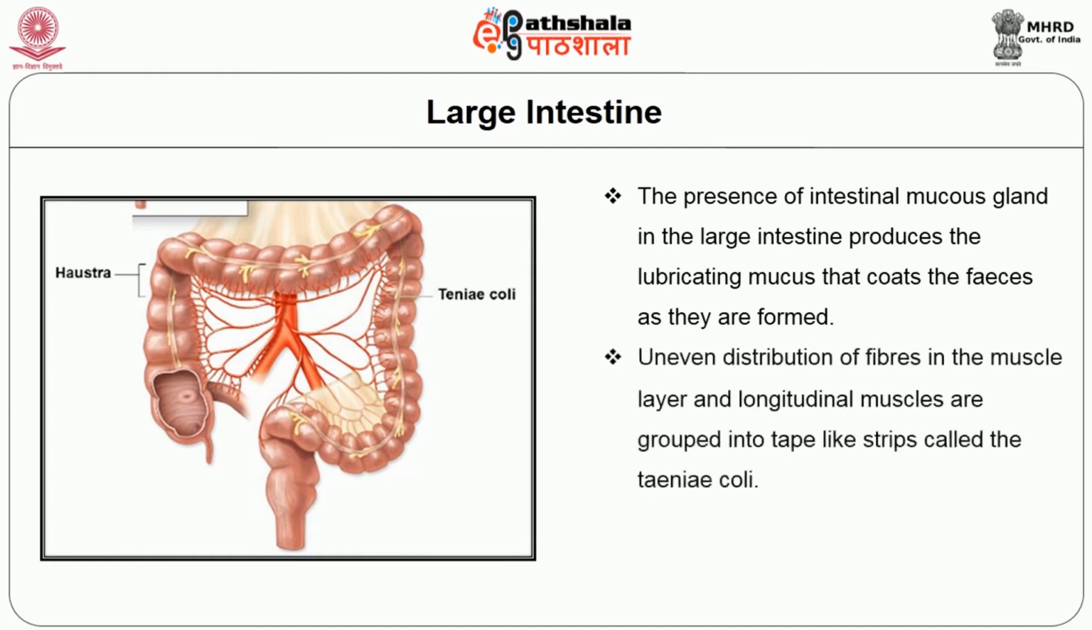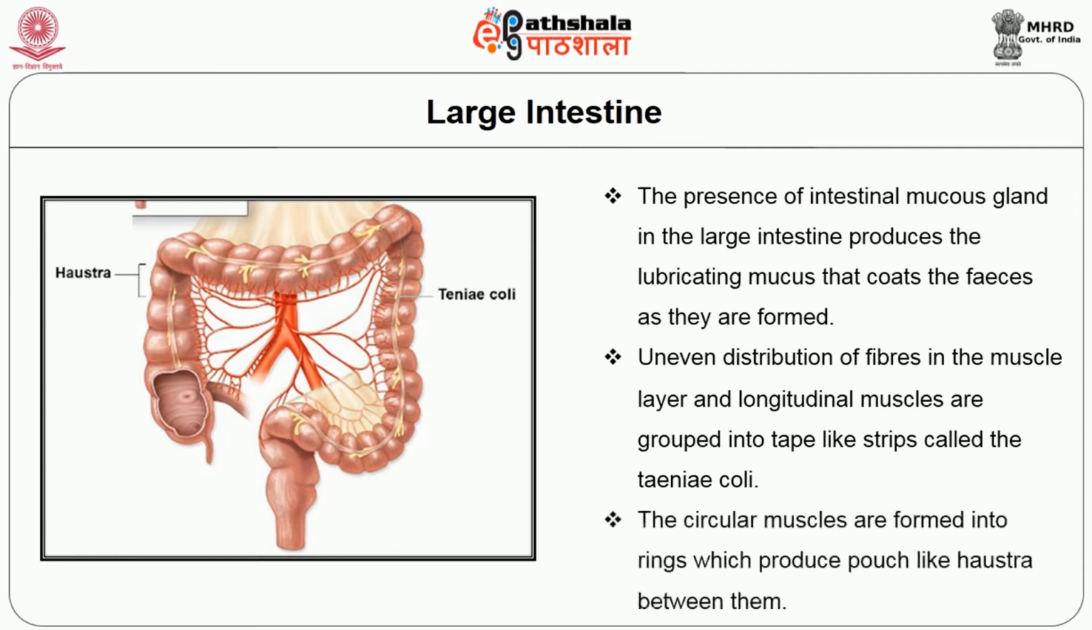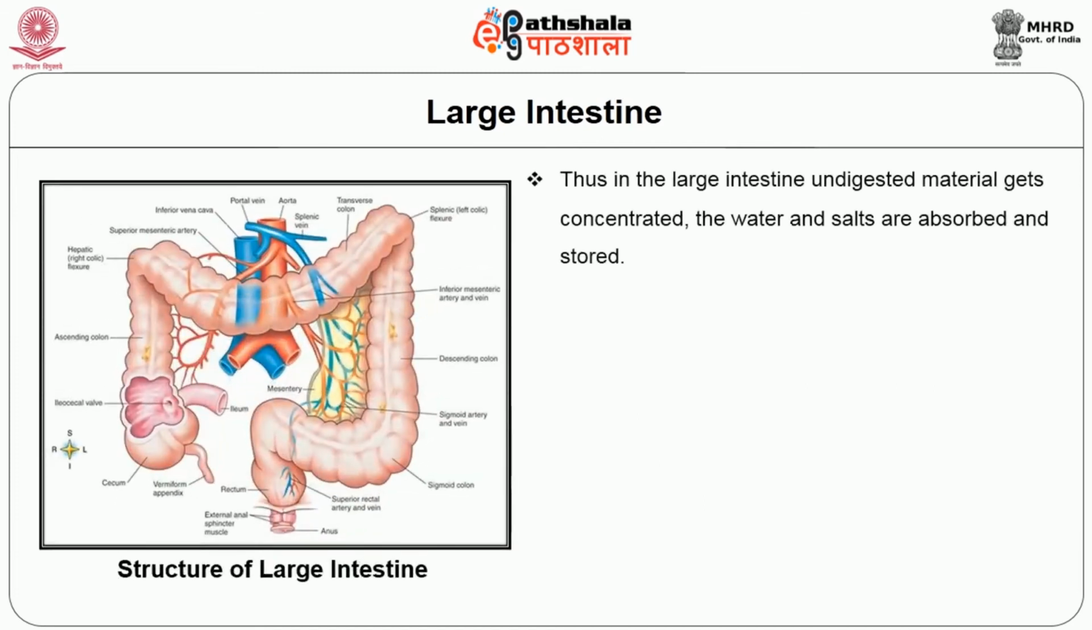are formed. Due to uneven distribution of fibers in the muscle layer, the longitudinal muscles are grouped into tape-like strips called the taenia coli. The circular muscles are formed into rings which produce pouch-like haustra between them. Thus, in the large intestine, undigested materials get concentrated, and the water and salts are absorbed and stored.